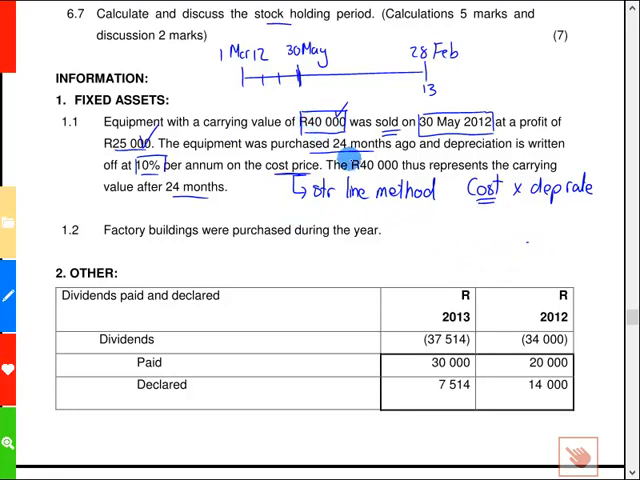Okay, so we know that's how we're going to calculate our depreciation. They say then the 40,000 thus represents the carrying value after 24 months. Let's read a little bit further. Factory buildings were purchased during the year. So this is another cash outflow that we need to account for. Okay, so we need to make sure that we account for that. We still haven't found enough information for the depreciation, but let's just take this information into account.